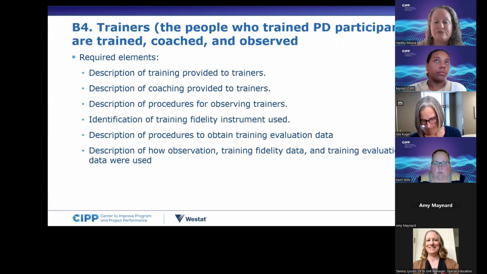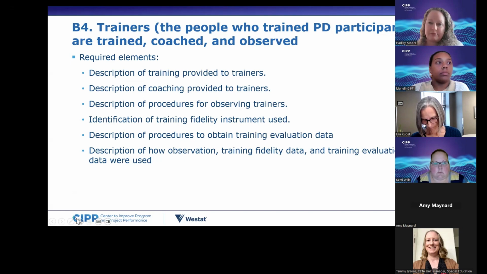The next one that comes up is B4, and B4 is trainers. So the people who trained the PD participants are trained, coached, and observed. And the specific challenge that we see here is the bullet point that says identification of a training fidelity instrument used. And so here the challenge is that this really should be a measure that measures the extent to which the training is implemented as intended, including the content that's covered and how the training is delivered. And so that's really what we're looking for there.